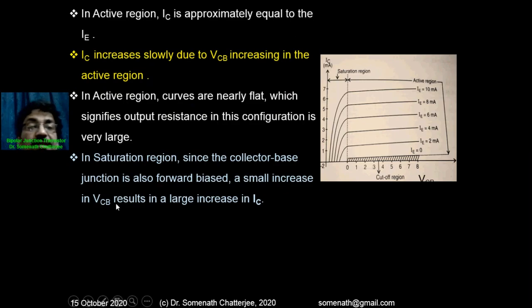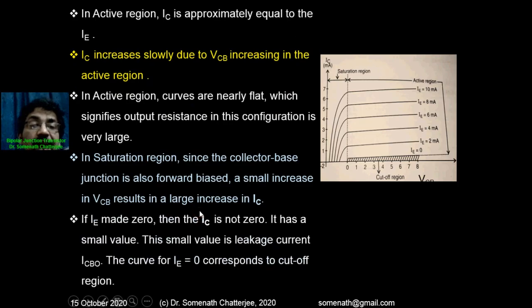So the VCB results in a large increase in the collector current. If IE is made 0, then the hatched part is basically the leakage current. It is a very small current and you can say it is almost 0. So this current we can basically ignore when we use it for the switching action. But in real devices we will get this current, so we cannot ignore it. That is the reverse saturation current.